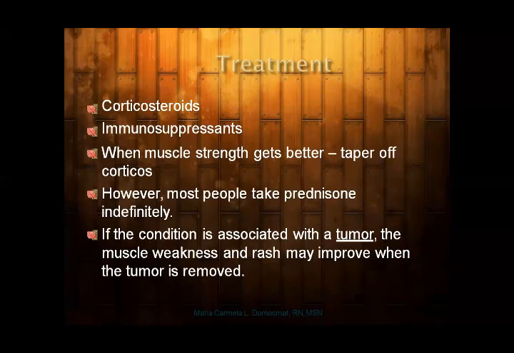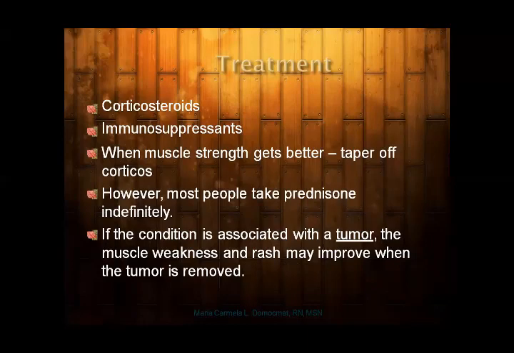So immunosuppressants are used, and when muscle strength gets better, the steroids are tapered off. They are usually maintained at a physiological dose. Physiological dose means a dose around 5 to 7.5 milligram, which does not cause adrenal suppression and does not cause the steroid complications. So it is a physiological dose, usually maintained low dose steroids 5 to 7.5 milligram with add-on immune modulating drugs like methotrexate or azathioprine. However, most people take prednisone indefinitely on a high dosage and then develop complications.